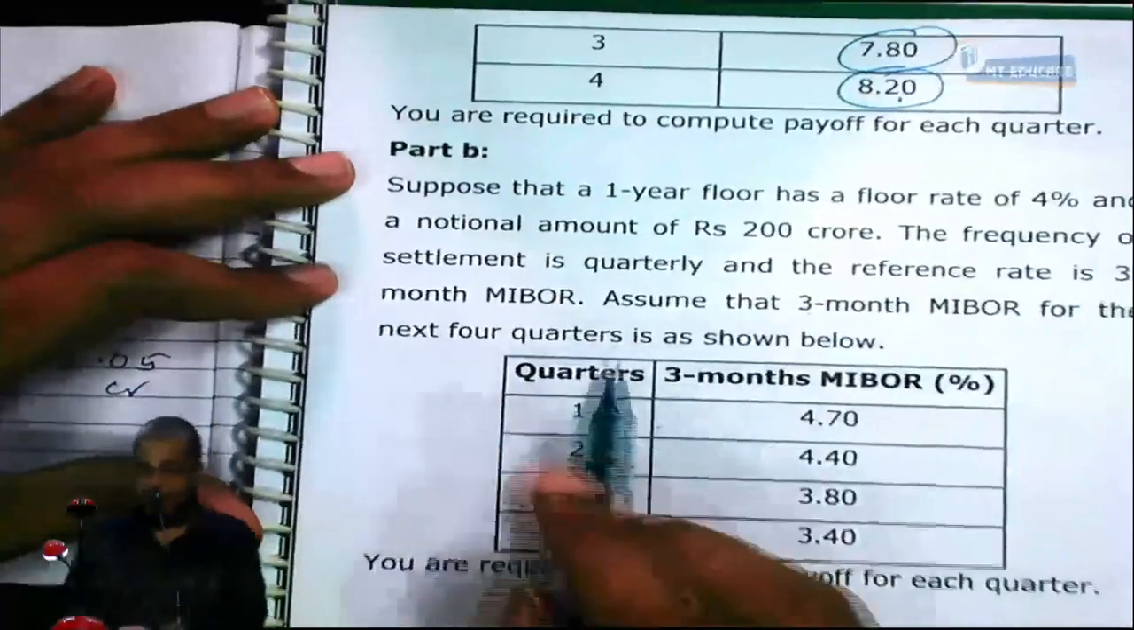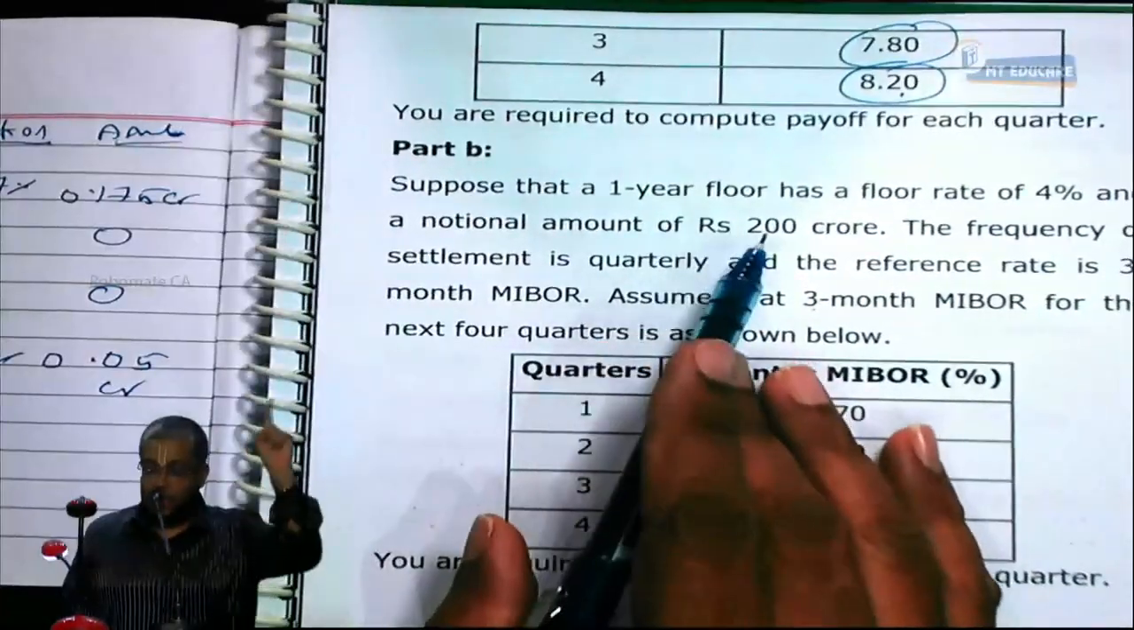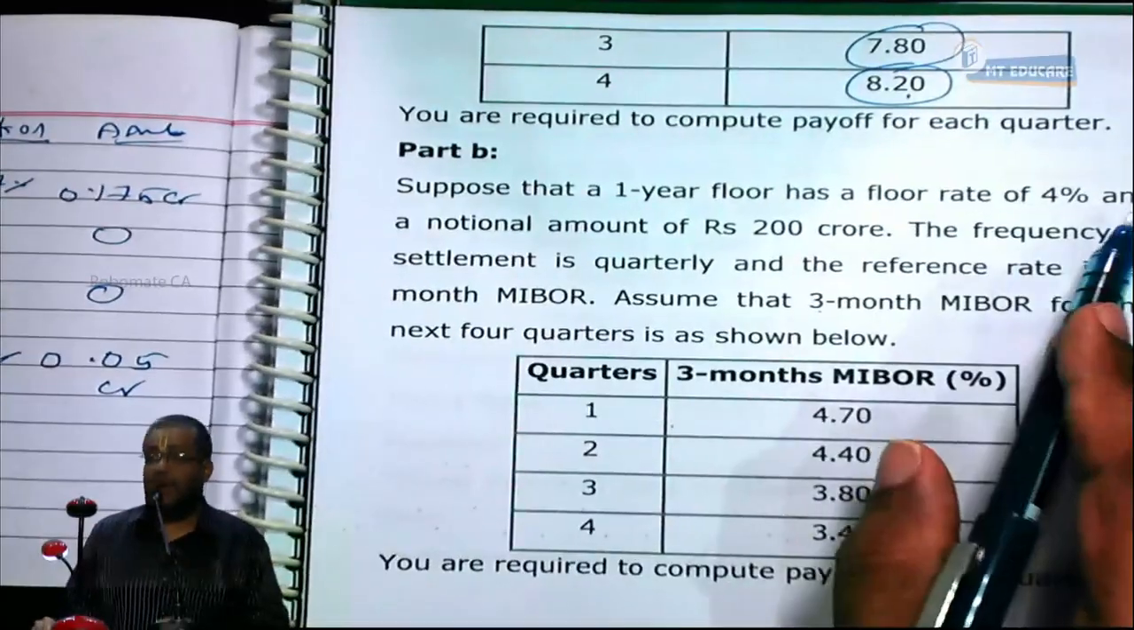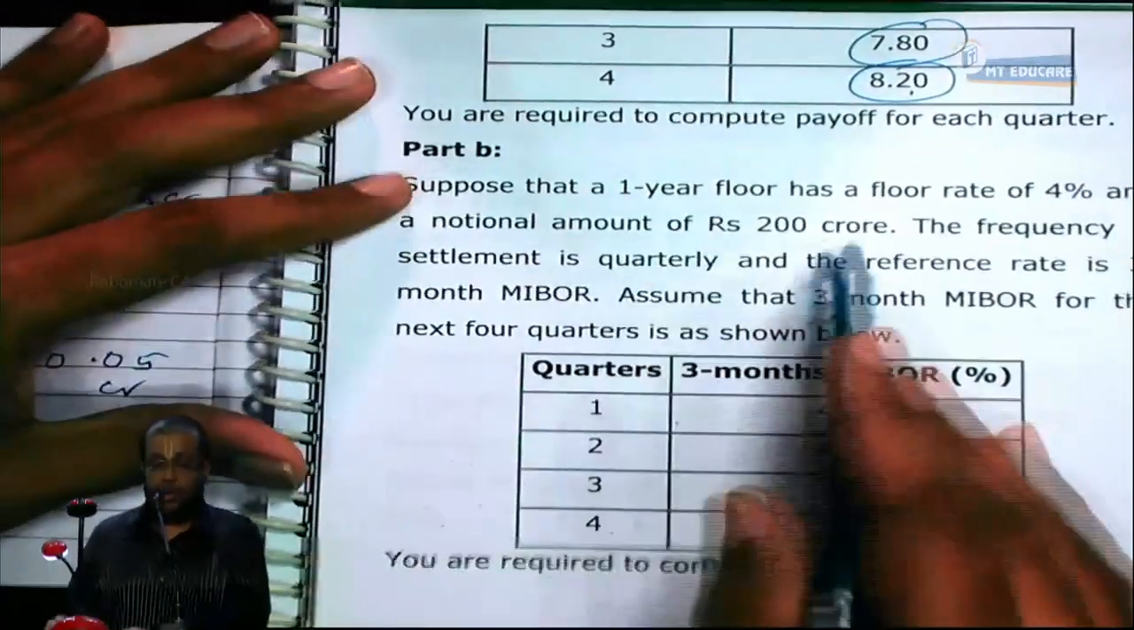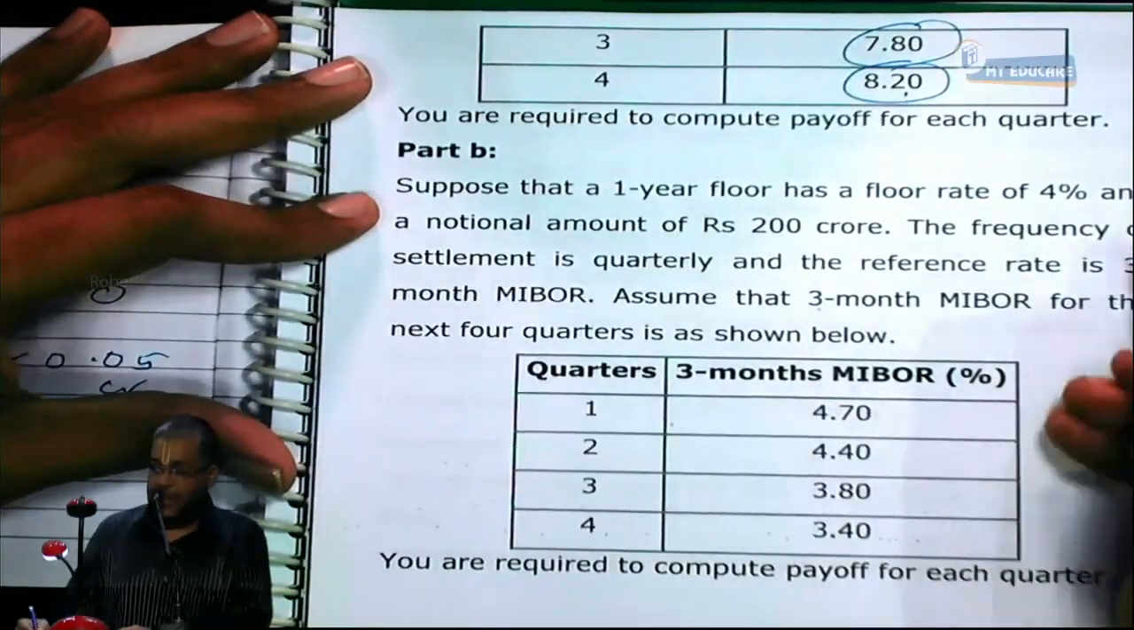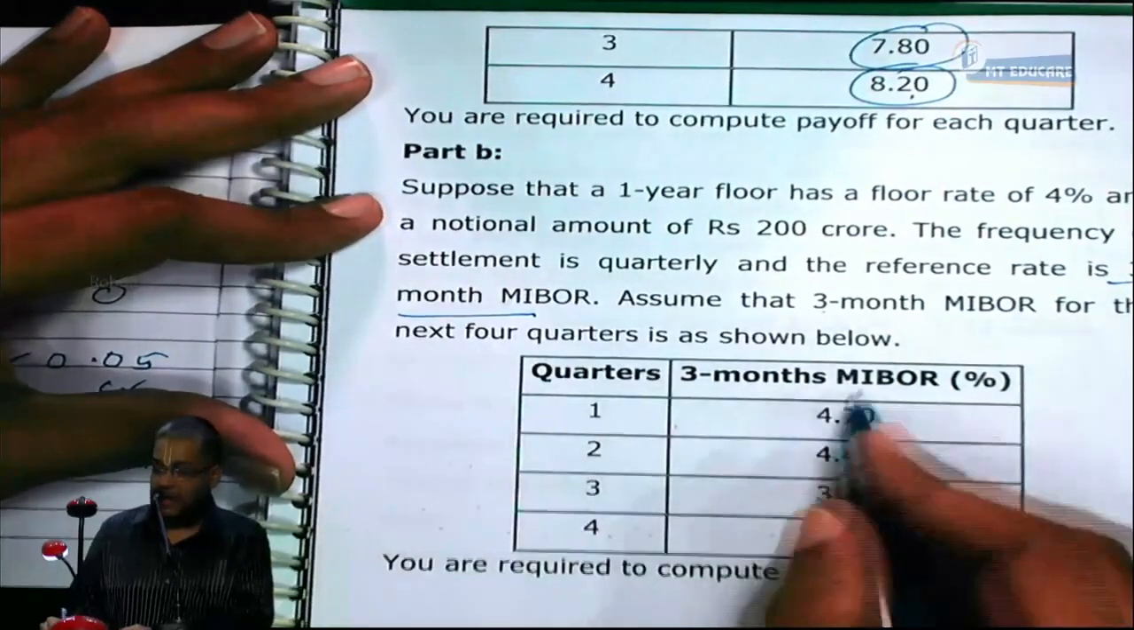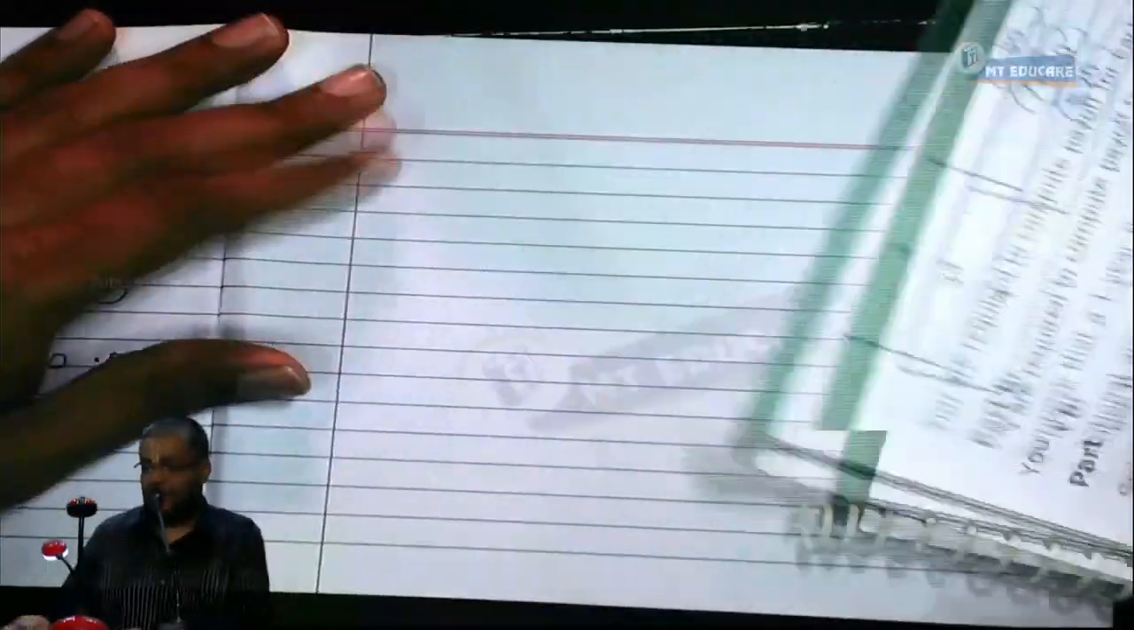Now, see, same type of question. Part B. Suppose a 1 year floor has a rate of 4%, and a notional principal of 200 crores. Frequency is 3 months MIBAR. And the MIBAR is given as follows.